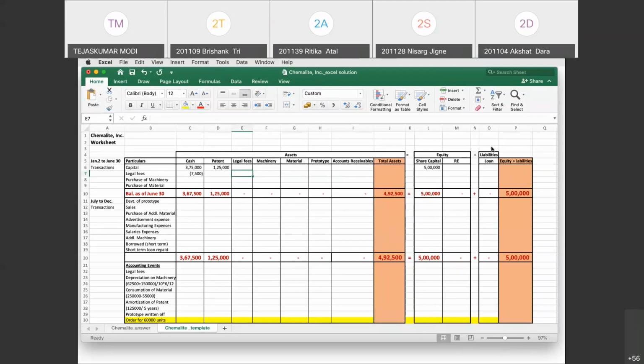Aditi. According to me, it is an asset because it is related to the incorporation of the company. So you are from an accounting background. We will also discuss that.